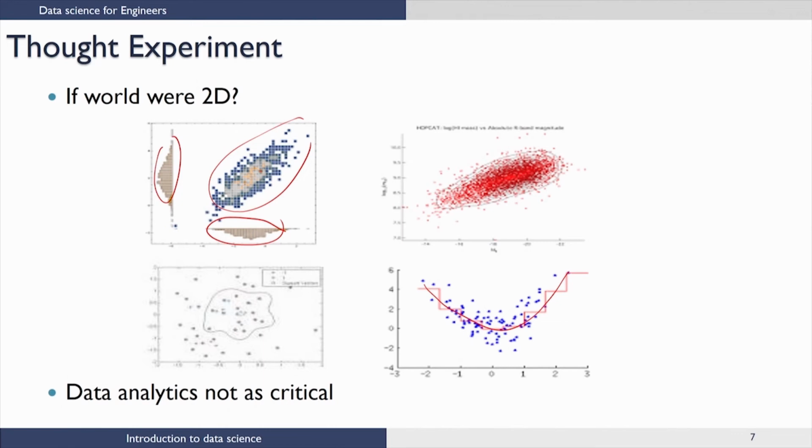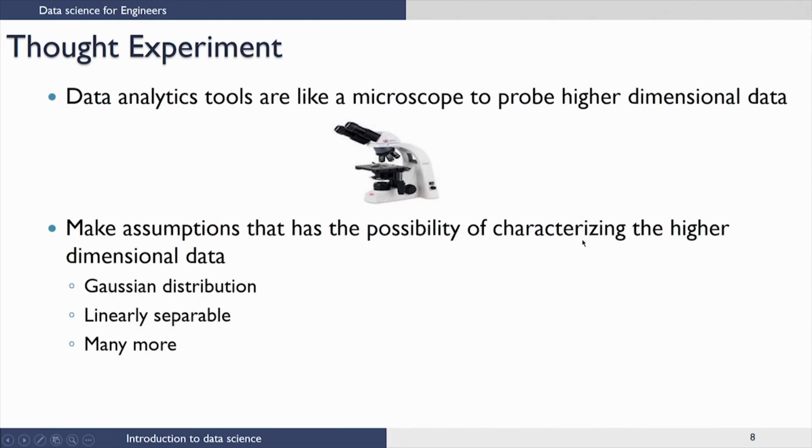So, we are going with big data from 2 dimensions to multiple dimensions, and the question then is, how do I understand the organization of the data in multiple dimensions where I cannot see multiple dimensions, I cannot see beyond 3D. So, how do I do this is a question that we are trying to answer. So, I would think of data analytic tools as a microscope to probe higher dimensional data in much more than 2 dimensions that you cannot actually see or visualize. And the way we do this is the following.